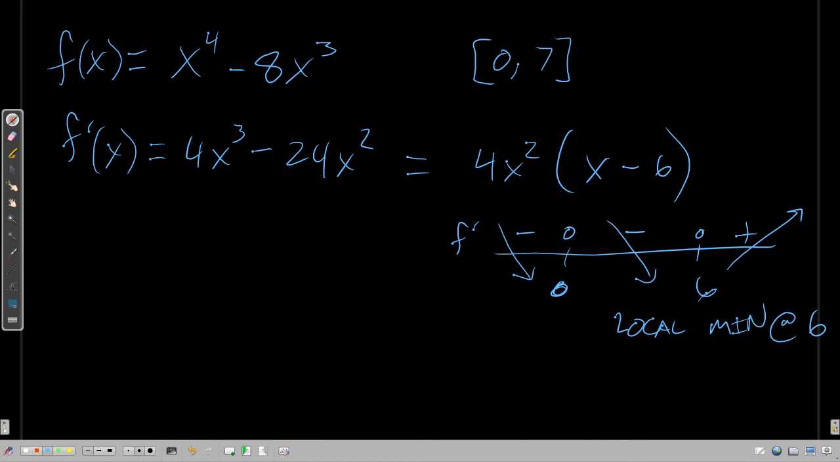Alternately, you could take a second derivative and check the concavity at these critical values. And we're going to get that it's concave up at 6. So f double prime would be 12x squared minus 48x.